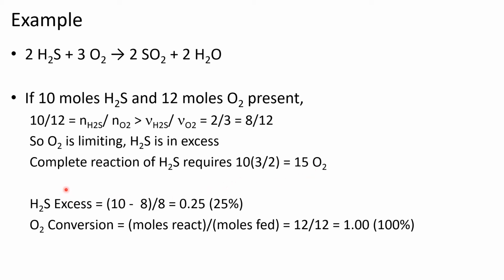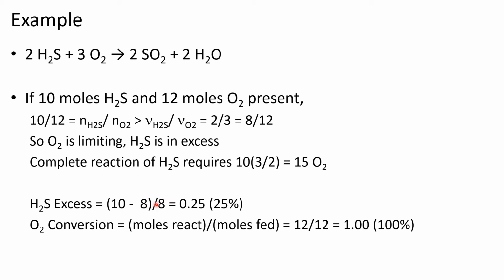When we have an excess amount of one reactant, we often will be asked to calculate the fractional excess or the percent excess. The way we do that is we take the amount that's present, in this case for hydrogen sulfide it is 10, and subtract from it the amount that would be required to completely react with the limiting reactant. That's the amount that would be in stoichiometric proportion to the limiting reactant. In this case, we know the amount of hydrogen sulfide that's in stoichiometric proportion is 8. That's the amount that would completely react with the 12 moles of oxygen that's present. We subtract these two and divide by the amount that's required for complete conversion of the limiting reactant, oxygen.